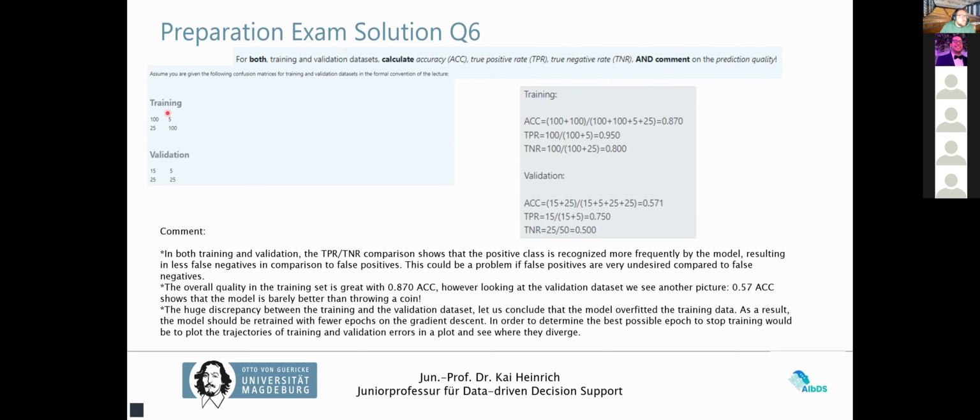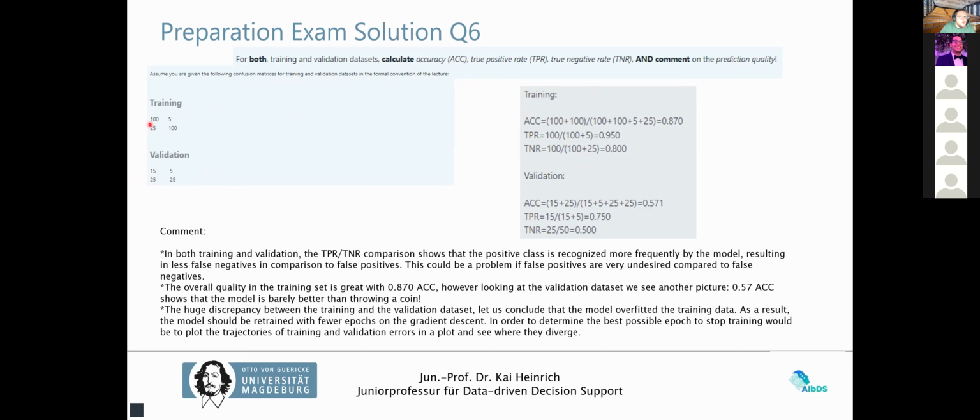Okay, and you see that I just give you 4 numbers, so you also have to know the format, right? This is again on purpose. As you see, assume you are given the following confusion matrices for training and validation data sets in the formal convention of the lecture. So this tells you to study how we wrote it in the lecture, okay? So find the page in the lecture where I taught you this. Training, you can see this is it. This is the validation, and then you calculate these things, right?